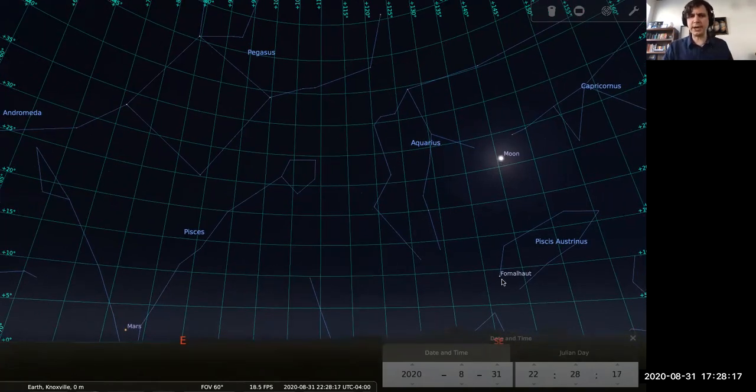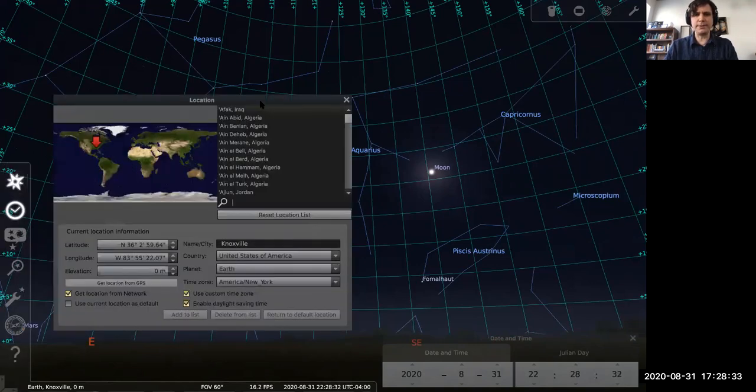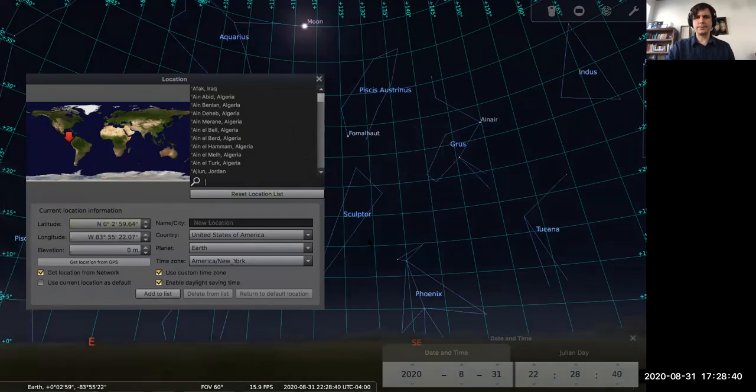And I could tell you where Fomalhaut is, but again, if we change time, those would be constantly changing. So you need to specify the time. You also have to specify the location. So notice where Fomalhaut is, pretty low in altitude, and where the moon is. And now I'm going to bring up our location window, and I'm going to send us down towards the equator. Fomalhaut is now higher in the sky, and the moon is higher in the sky. So different location on Earth at the equator, different altitude and azimuth, same time.